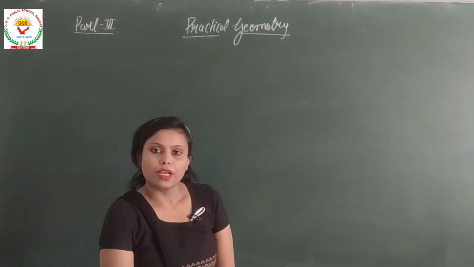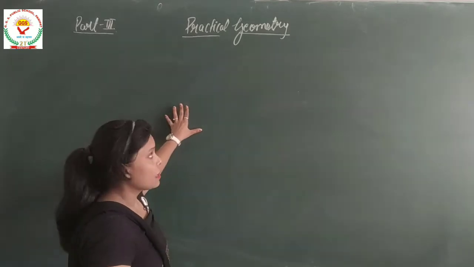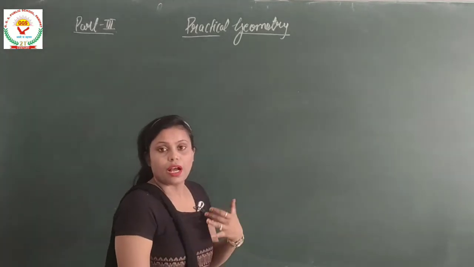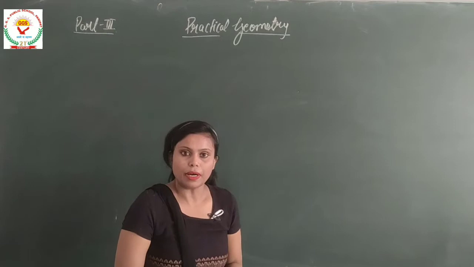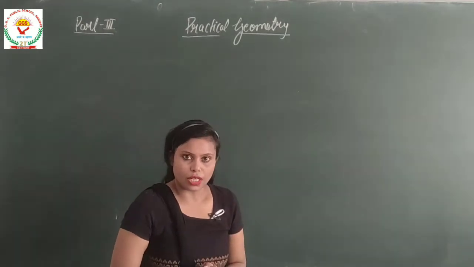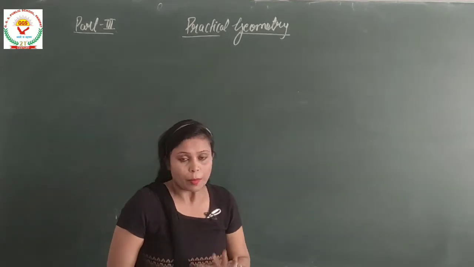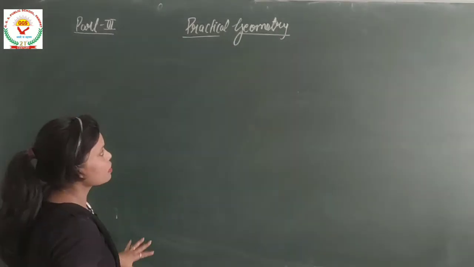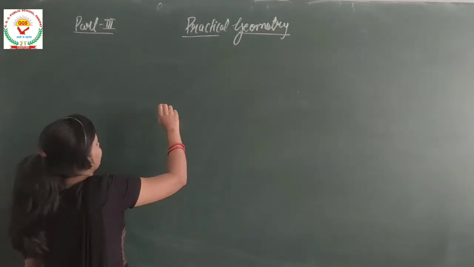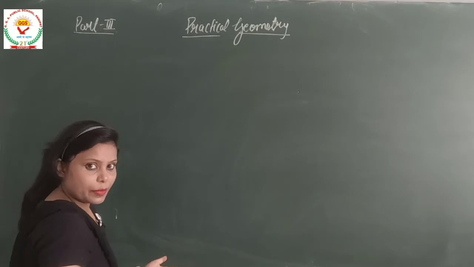Hello students, in the previous part of this chapter we have read how to construct a quadrilateral from 3 sides and 2 diagonals. Now we will construct a quadrilateral with the help of angles and sides. But before starting this, I want to tell you something: how to make angles with a compass.